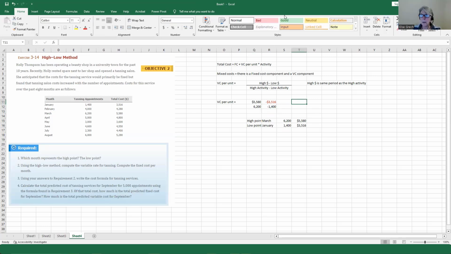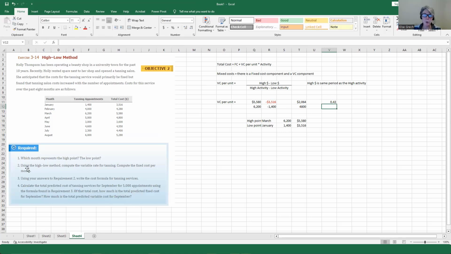And so when we do that, of course, we've got 2,064 divided by... I don't know why it said that. It's not dollars. I'm going to change that to a regular number, general. There we go. And so we can calculate it, divide it. So the variable cost per unit is 43 cents.